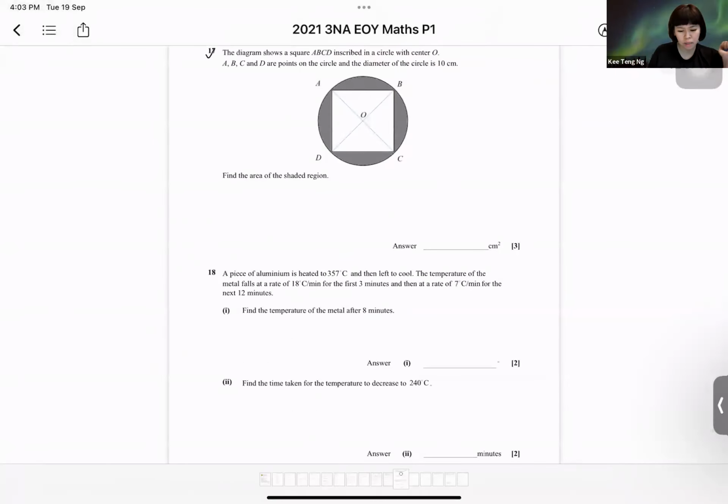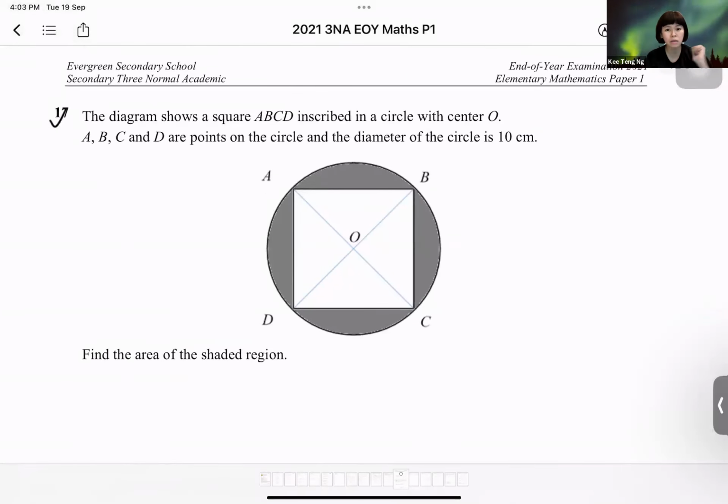Next question. Okay, this question looks a little bit complicated, but let's do it one at a time. The diagram shows a square, A, B, C, D, all four sides are the same. Inscribe, what do you mean by inscribe?